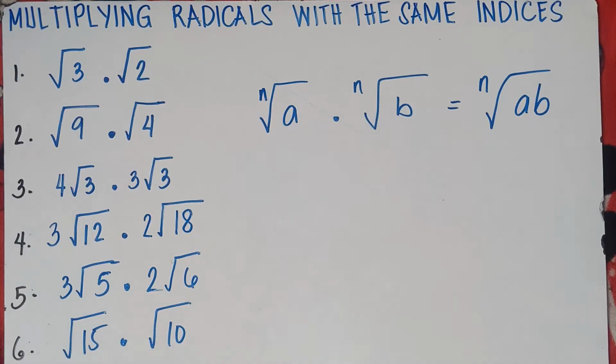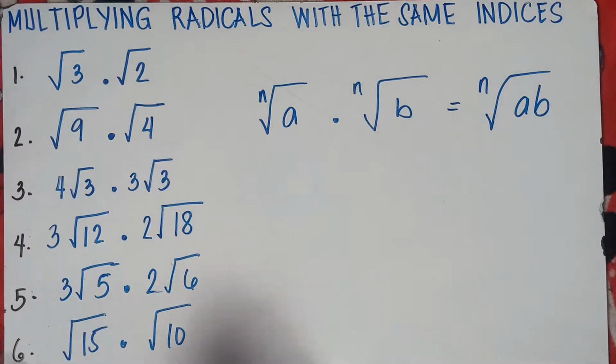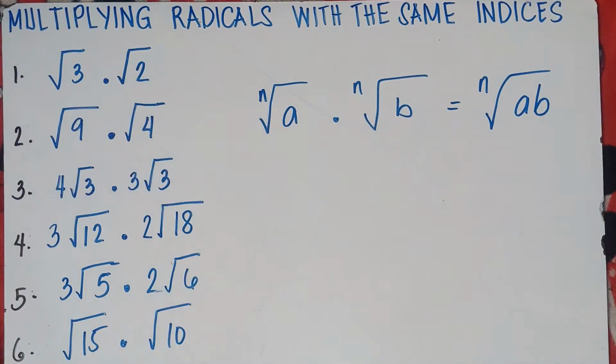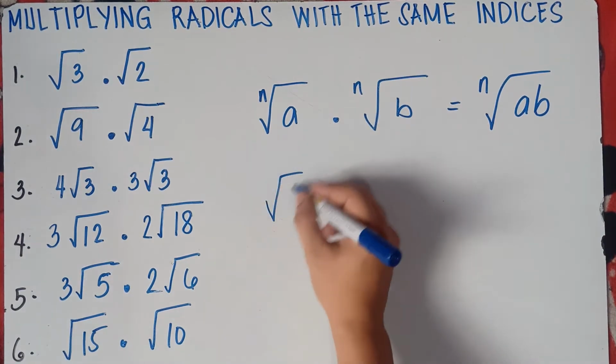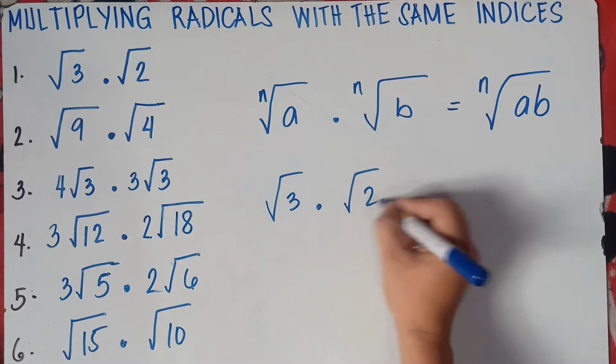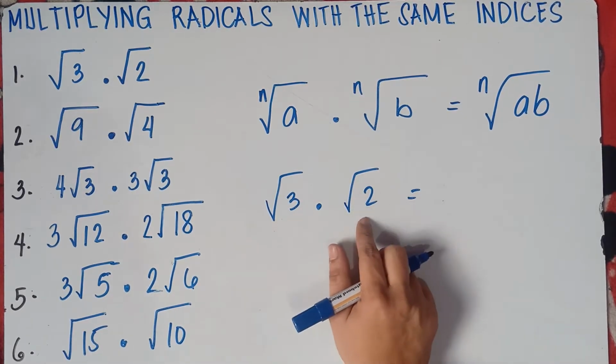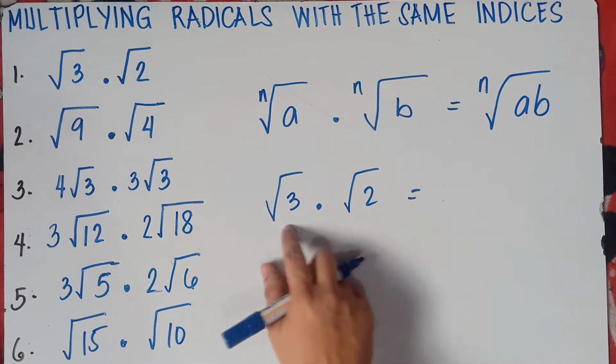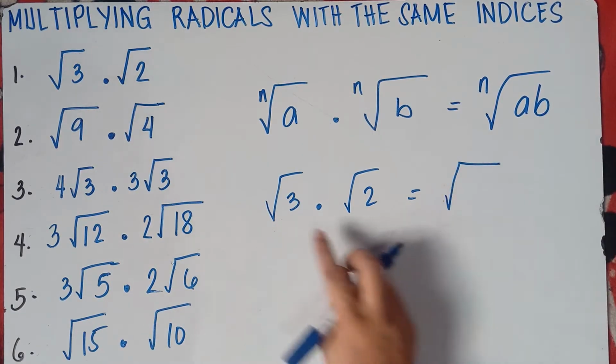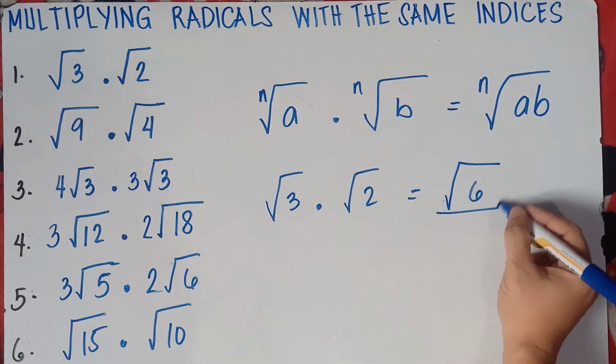Alright, let's try number 1. The square root of 3 multiplied by the square root of 2. Once again, before multiplying the radicals, you always check if you can simplify the radical. Can we simplify square root of 3 and square root of 2? If not, you can just simply multiply. Since we cannot simplify either, just simply multiply. So, the square root of 3 times 2, that is 6. So that's the answer.